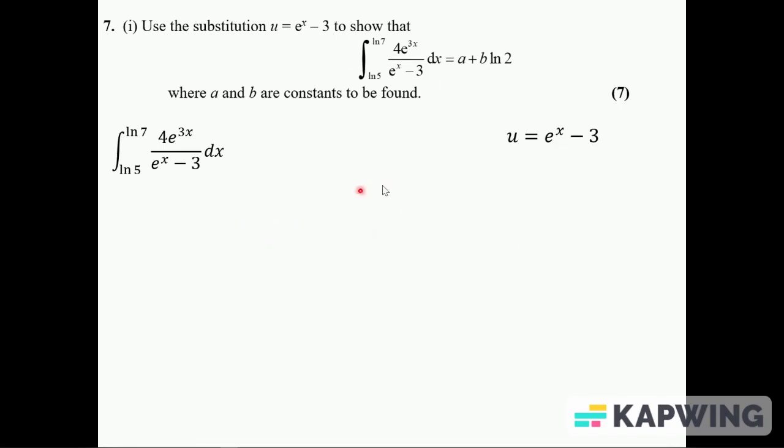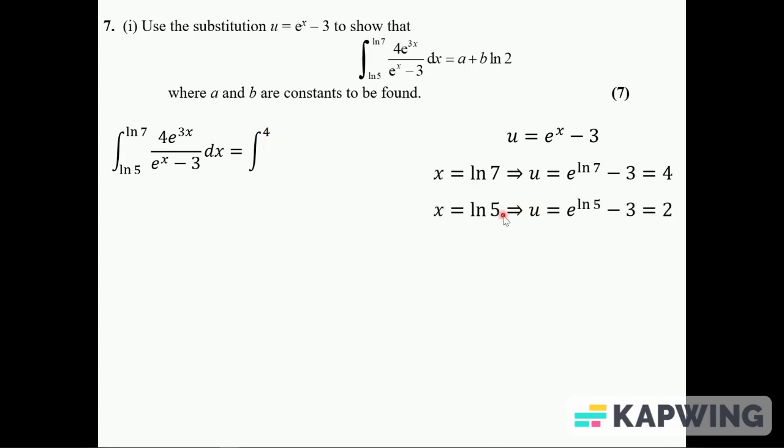The substitution first. The question tells us which substitution to use, and if it didn't, I'd probably use that bottom line just to make it a bit easier. So looking at the limits first, if x is ln 7, then u is e to the ln 7 minus 3, which is just 4. So that's the top limit, and the bottom one from ln 5 gives us 2.